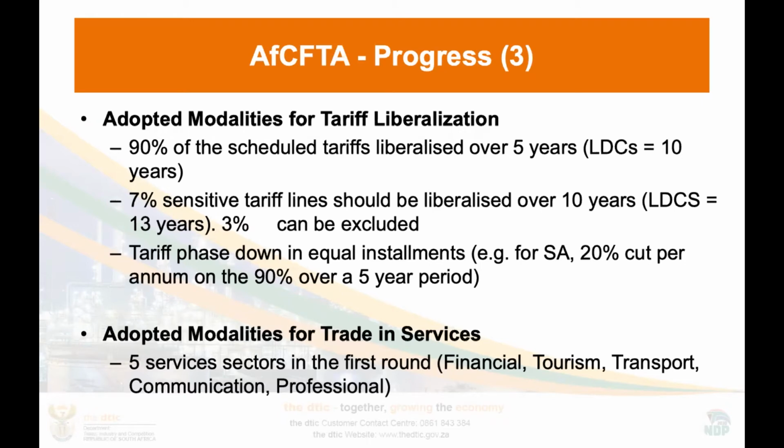And the aim is therefore that 7% of that will be liberalized over 10 years, over 5 years. And then for this developed country, it will be over 13 years. And then 3% of sensitive products will be excluded from trade, that is, from removal of tariffs. And the aim is that this phase down will happen in equal installments of say 20% per annum for South Africa over a period of 5 years.